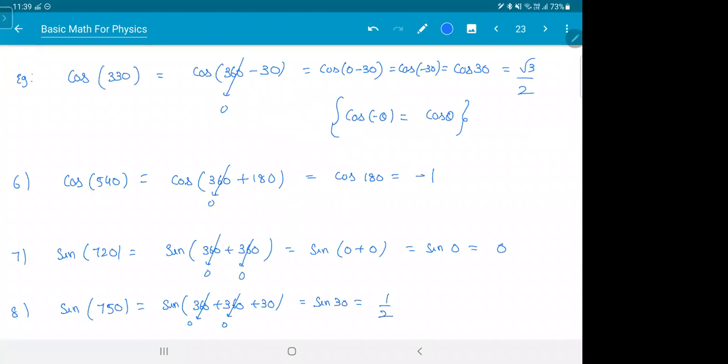Copied, everyone? Next thing. We have some identities. Sine 2A is 2 sine A cos A. Important. Comes multiple times.